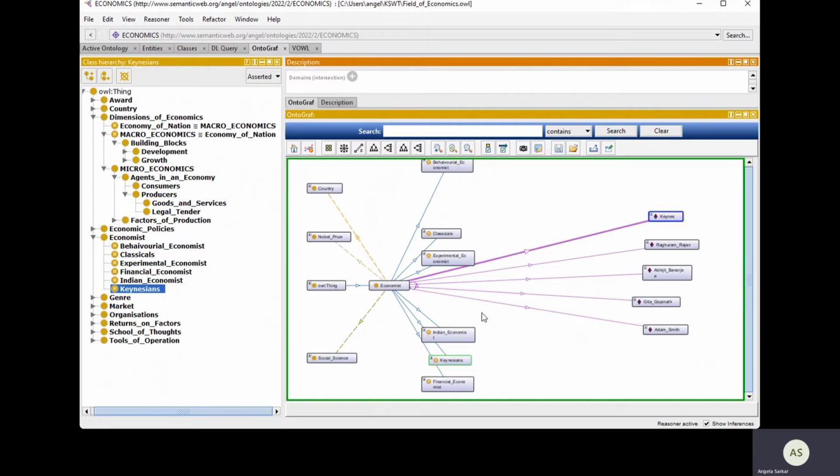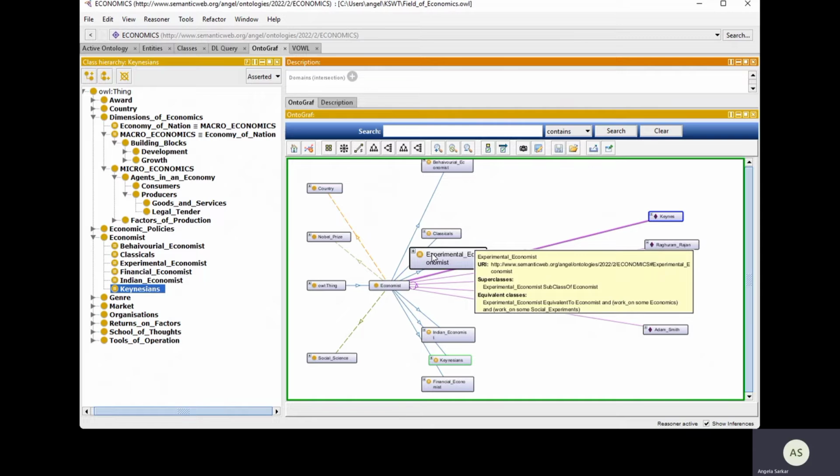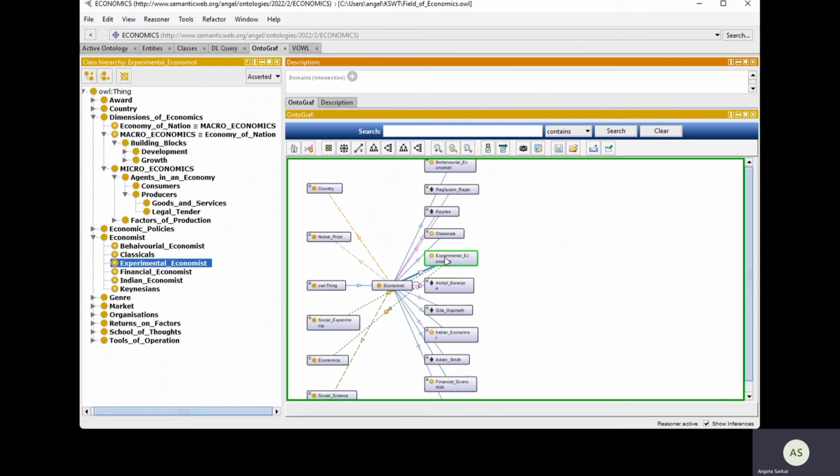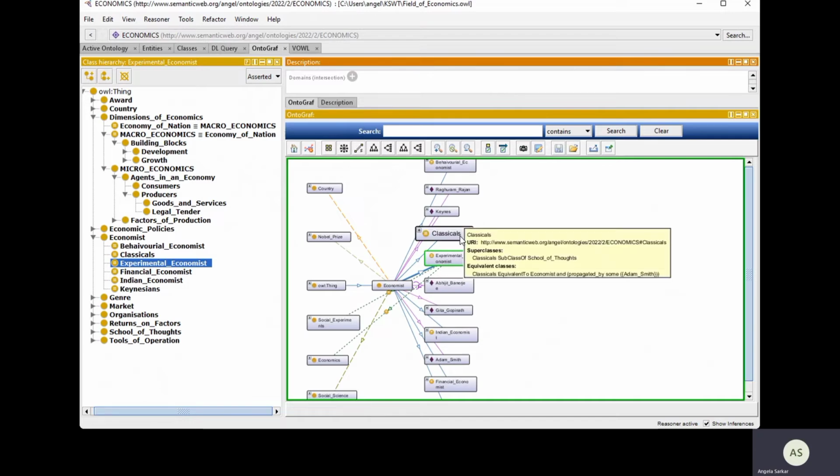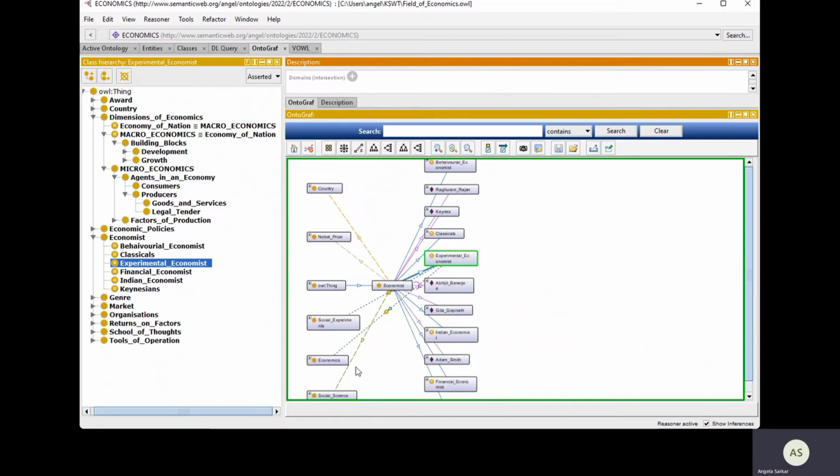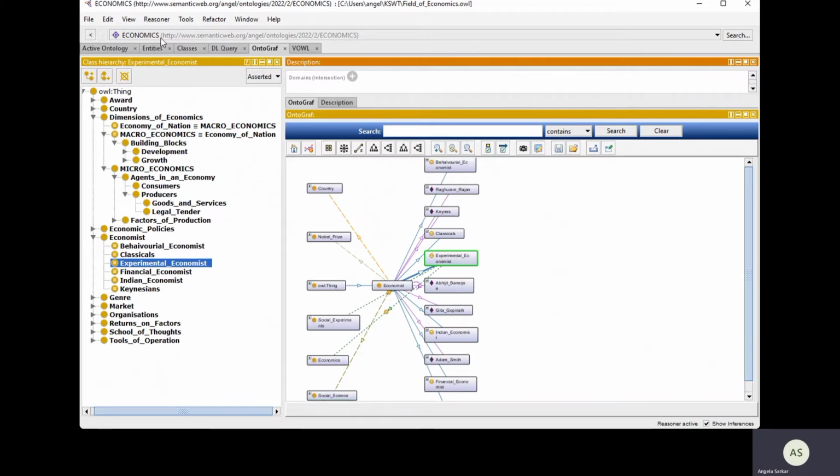So this is again a brief snapshot of the economist class, where we have defined the different types of economists and different individuals. And there are different subclasses of economics: Indian economics, experimental economics, and all of that. When I click on experimental economics, it shows a relation to social experiments, economics, and social science, which is true while defining this particular class.